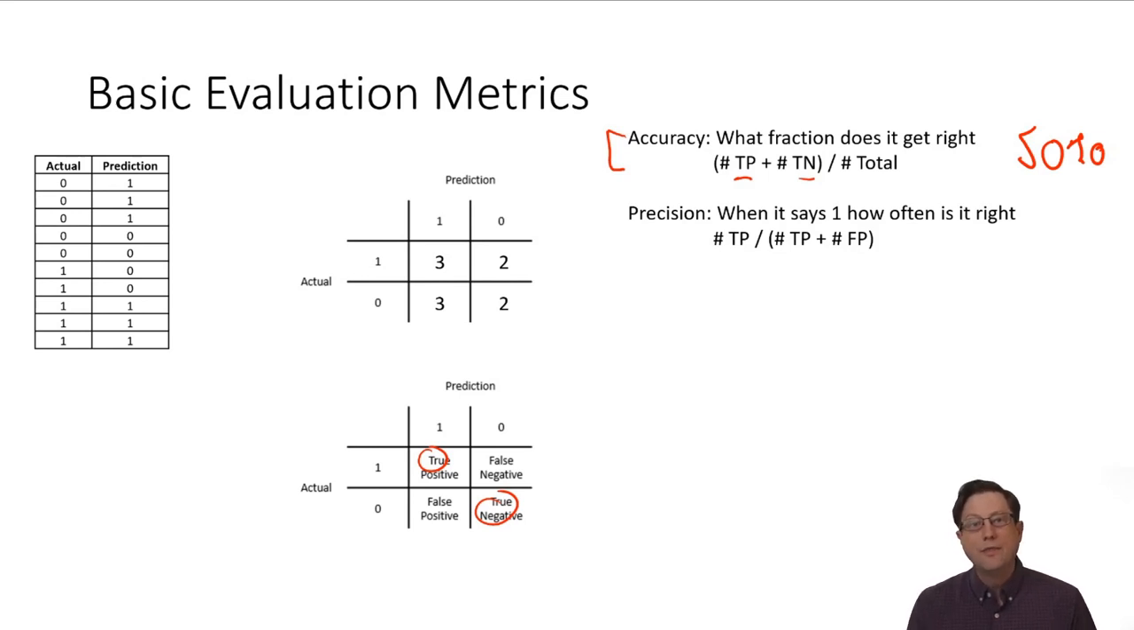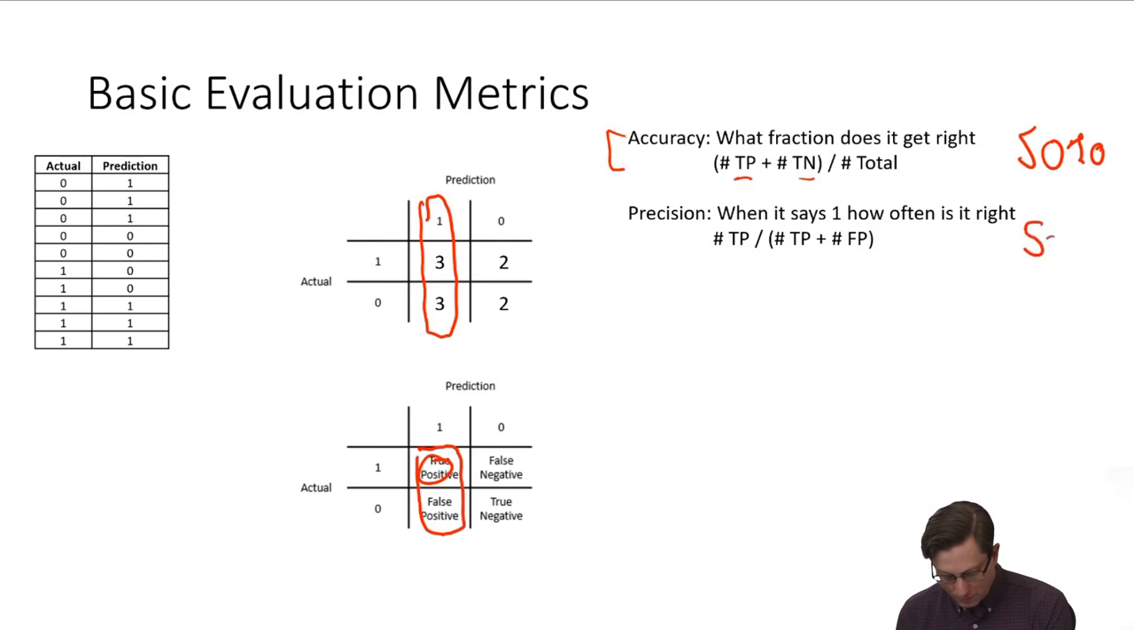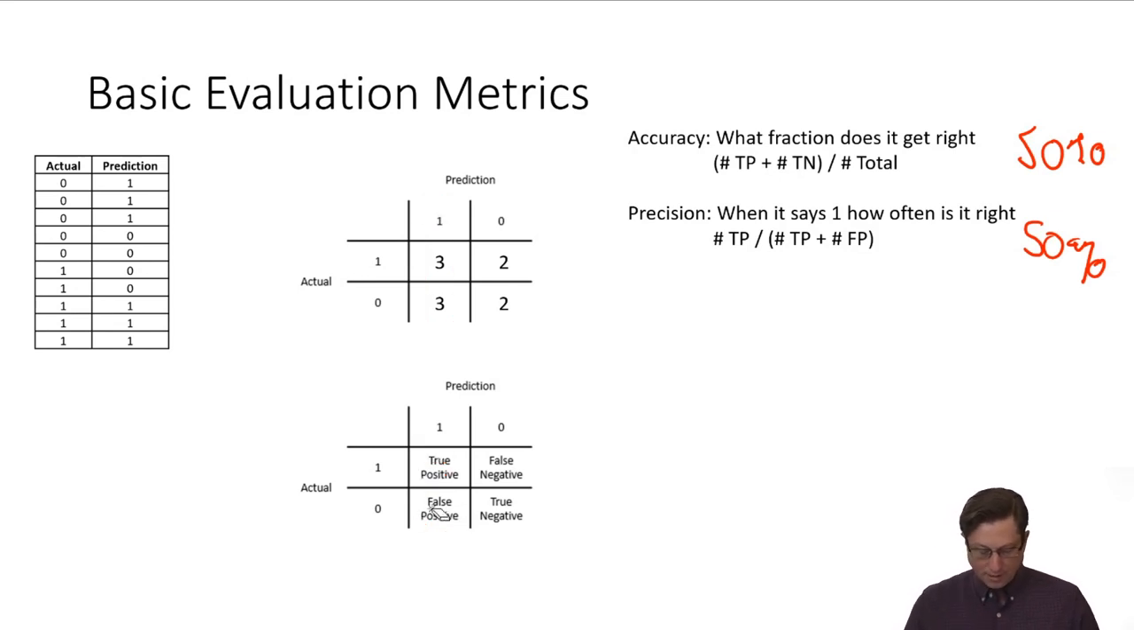The next thing you might talk about is precision. That is, when the model says one, how often is it right? So with a prediction of one, you're looking at that column, and you say the number of true positives divided by the number of true positives plus the number of false positives. In this case, again, we're at 50% precision. Accuracy and precision in my example happen to be the same, but in general that's not going to be the case.